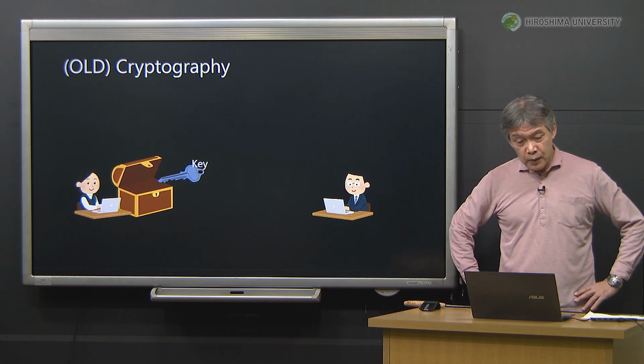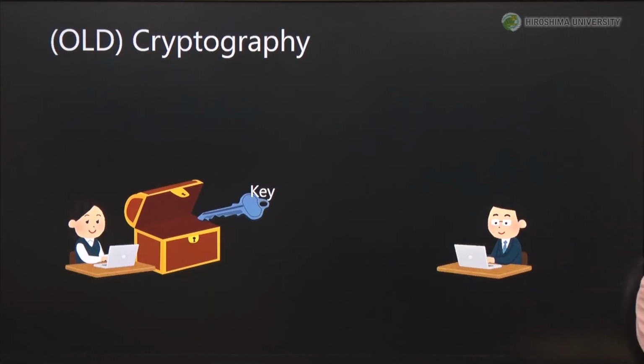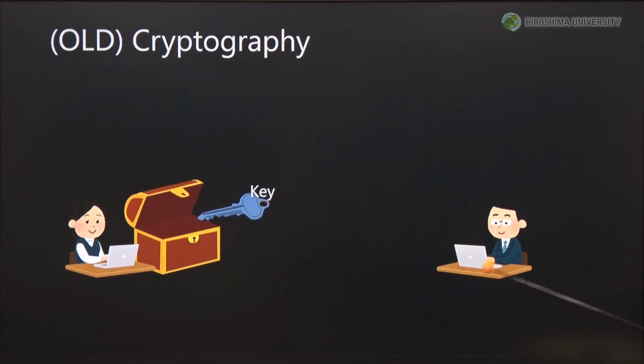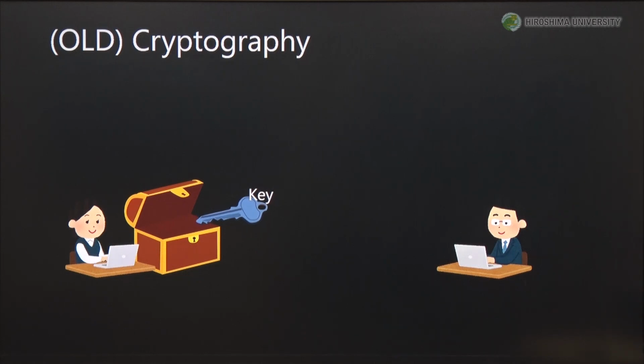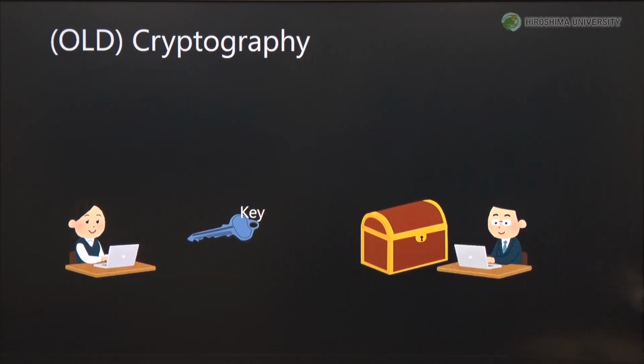Okay, let me talk a little bit about cryptography. That is a picture of old-fashioned cryptography. Suppose that this person wants to send a secret message to the person on the right. Then what she did is put her information inside this box and lock it with a key. Then send it to this person.